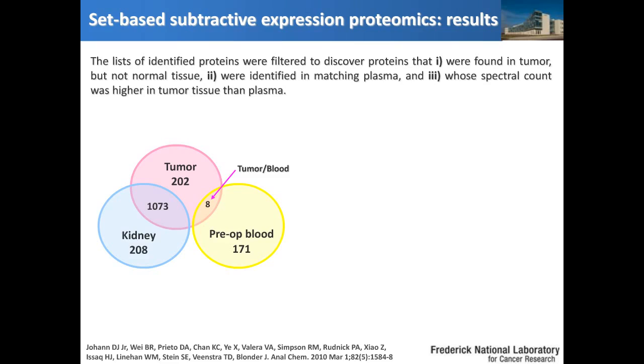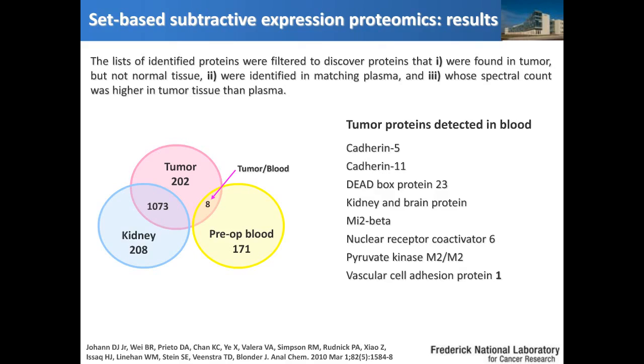So how did we decide what those 8 proteins are? The list of identified proteins was filtered to discover proteins that were found in tumor but not in normal tissue, and that were then identified in matching plasma. Actually there are many more proteins than 8, but only 8 showed spectral count higher in tumor than in plasma, so they are bona fide proteins that are coming from tumor and not from circulation from the other side.